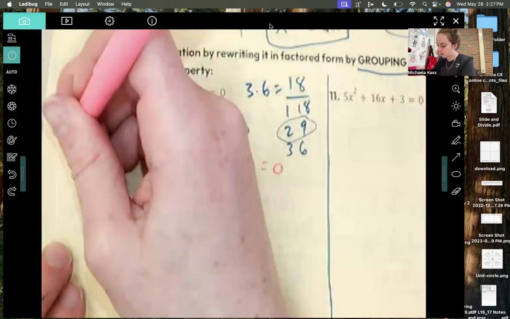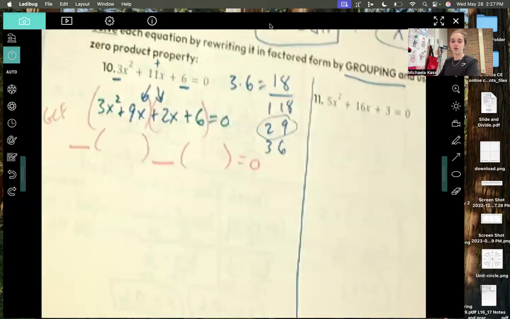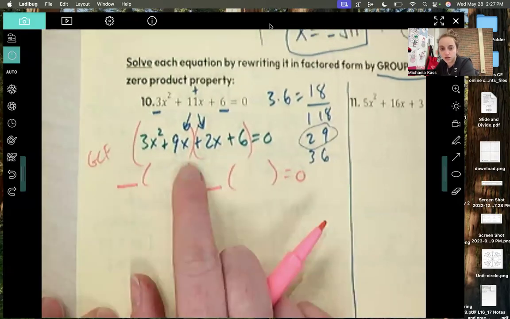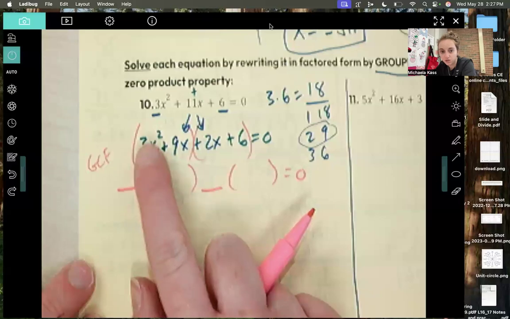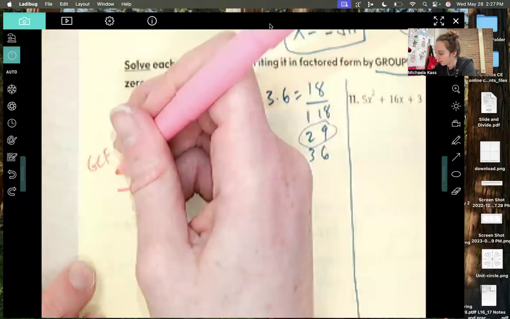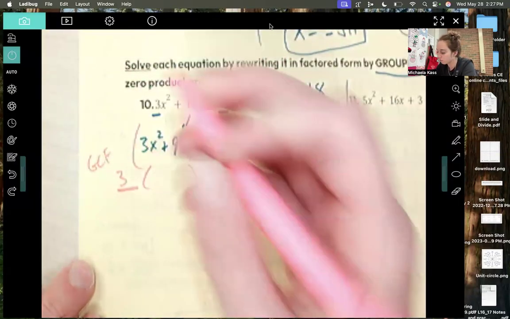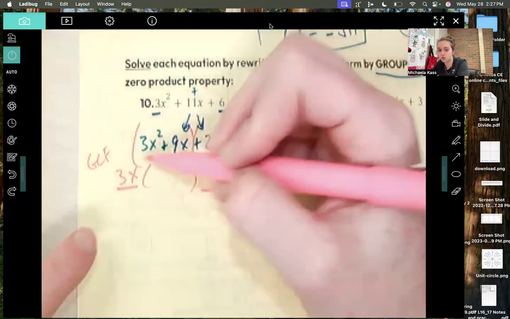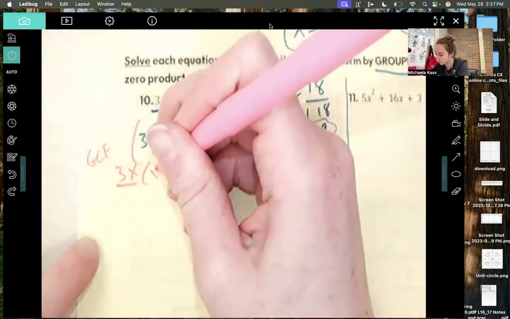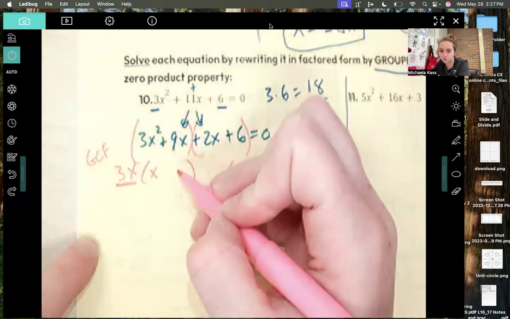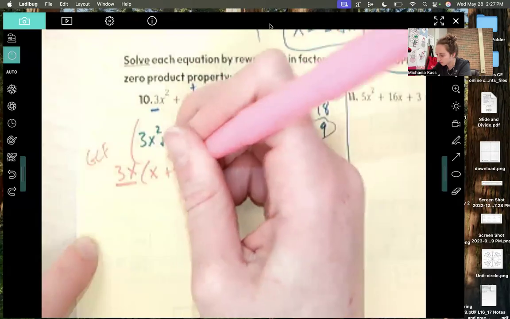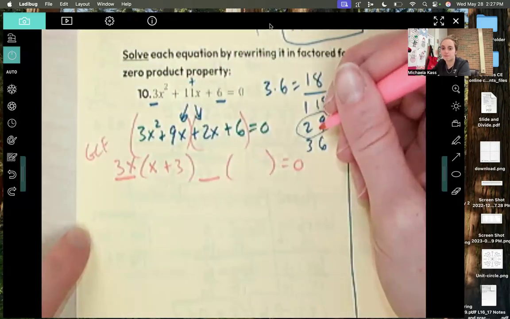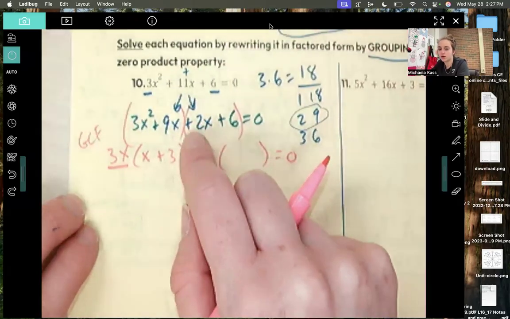Okay, so this is the GCF part. All right, so what is the GCF here? Well, it looks like 3 goes into 3 and 3 goes into 9, and they both have x's. So I'm going to pull 3x out. Now, 3x times what is 3x squared? X. 3x times what is 9x? 3. Okay, over here, we got 2x and 6.